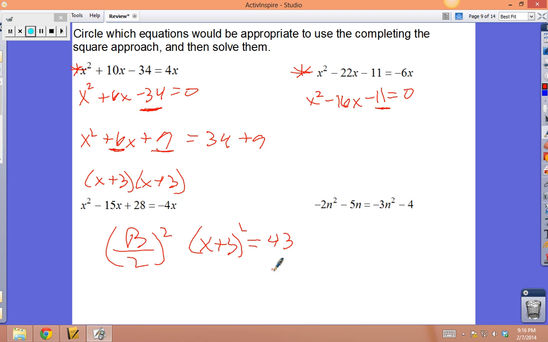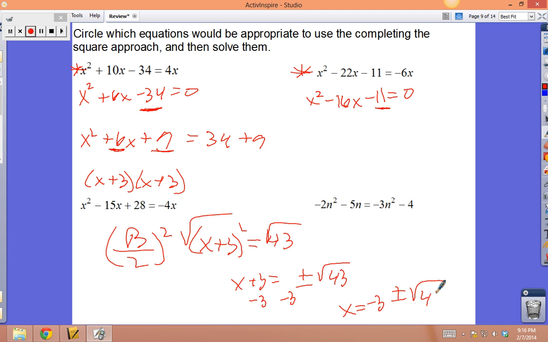43. And then I'm just going to square root. So x plus 3 is equal to plus or minus square root of 43, because there's going to be one on the left of the vertex, one on the right. And then minus 3, so your final answer is x equals negative 3 plus or minus square root of 43.